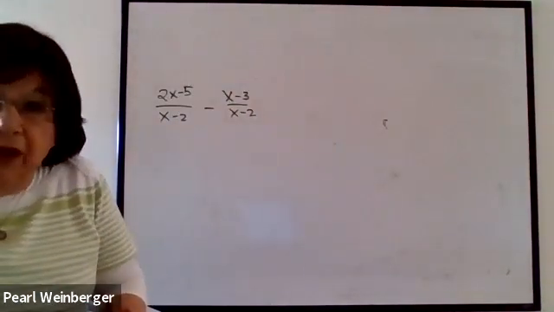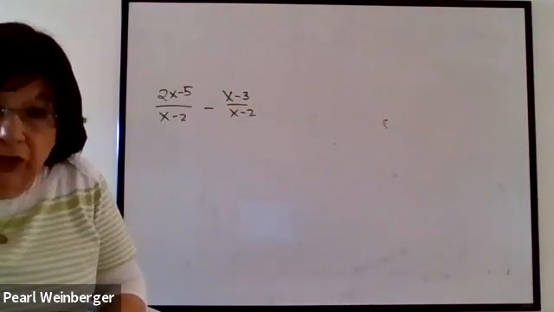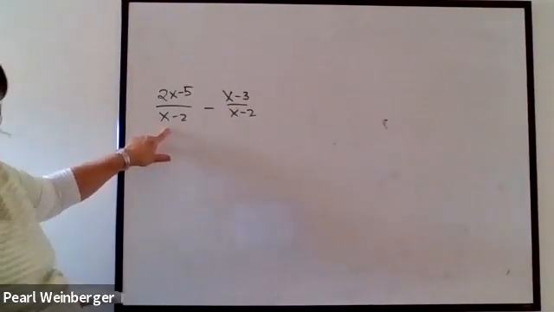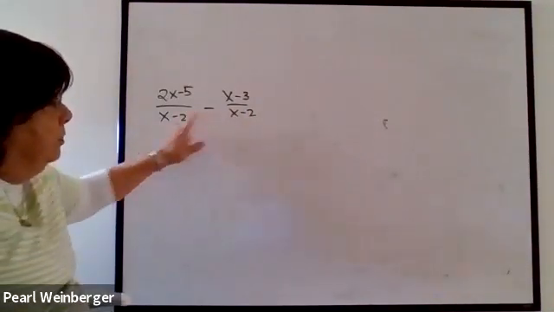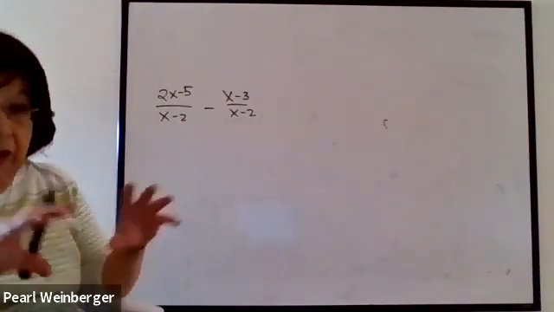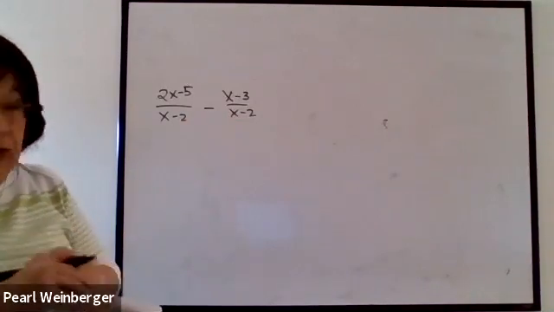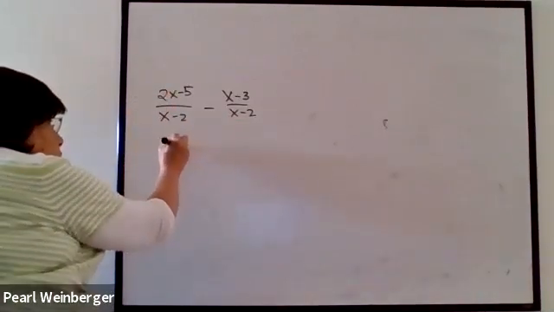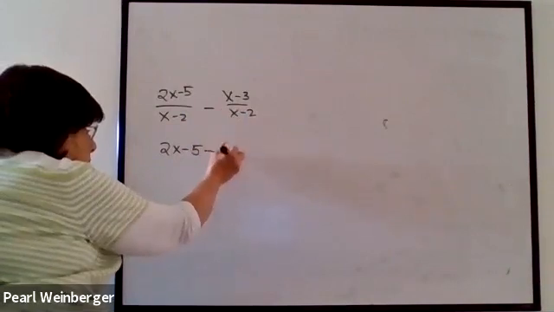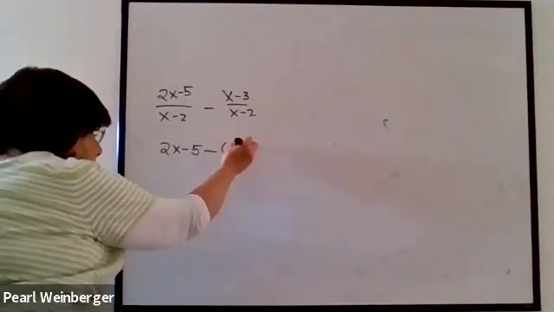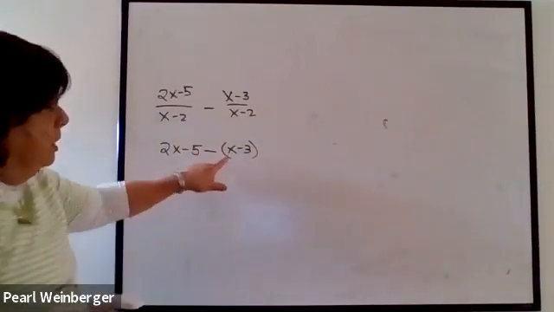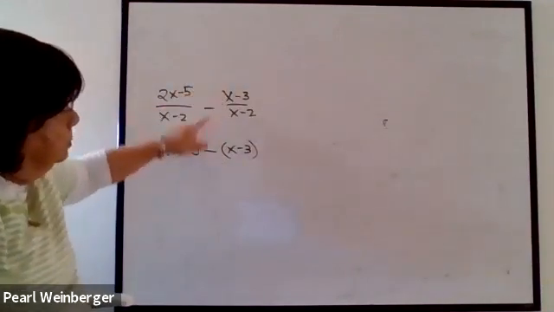But remember, with both adding and subtracting of fractions, you must have a common denominator. And luckily, we do have a common denominator. The two denominators are the same. They're both x minus 2. So what we do is, once we have the same common denominator, we just work with the numerators. What we want to do is the 2x minus 5 minus, we want to subtract that whole second fraction, x minus 3. Notice I had to put it in parentheses because I don't want to just subtract the x, I want to subtract the whole x minus 3.